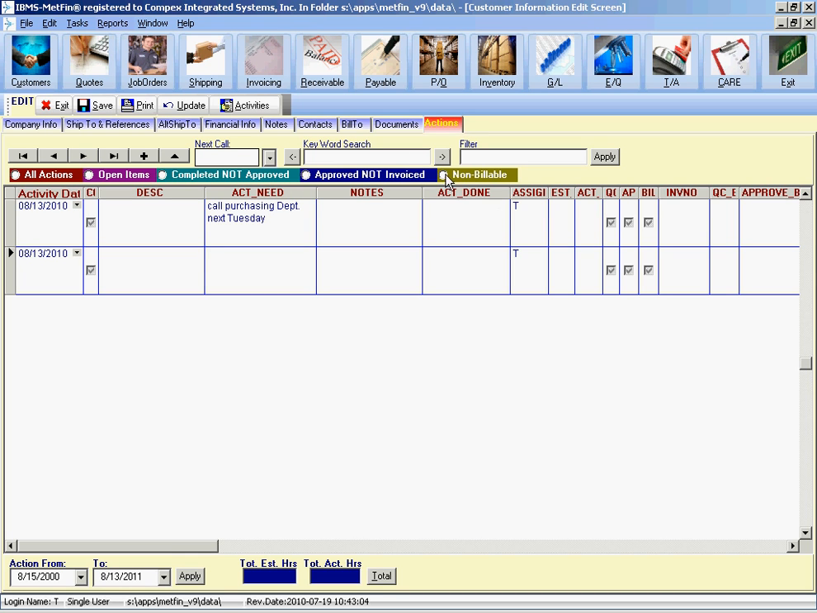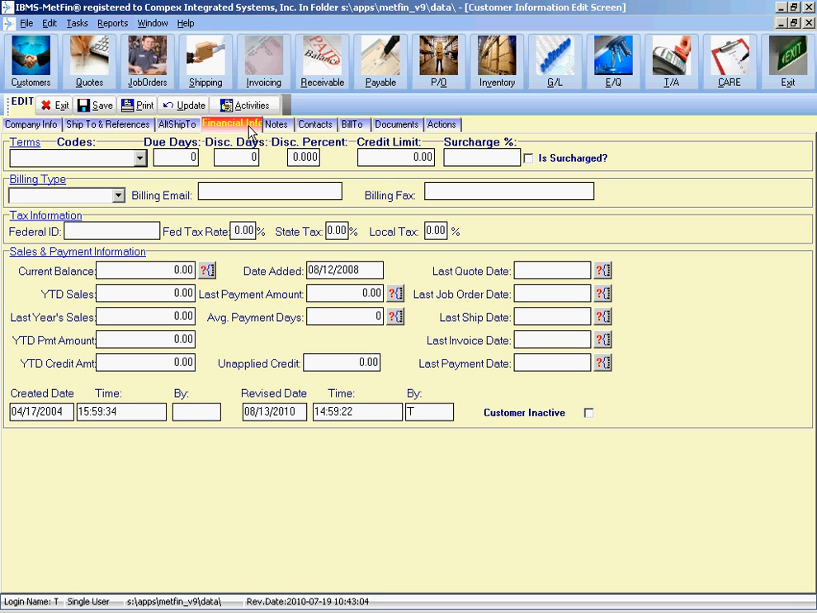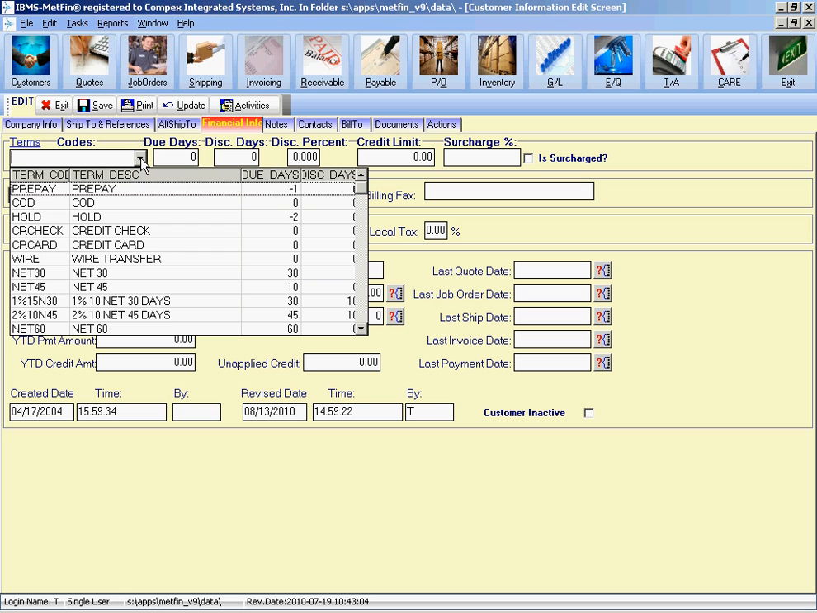Okay, finally we're going to go into the financial information tab. I saved it last because it has many calculated fields that need further explanation, and has to do with financial information maintained for this particular customer. Looking at this, the first field that we see here is the terms.